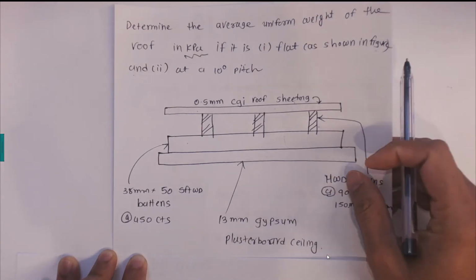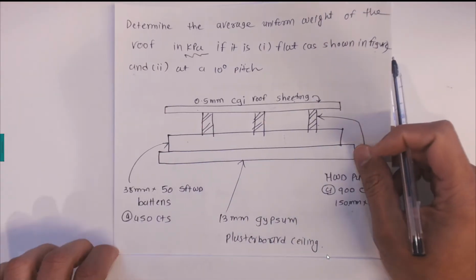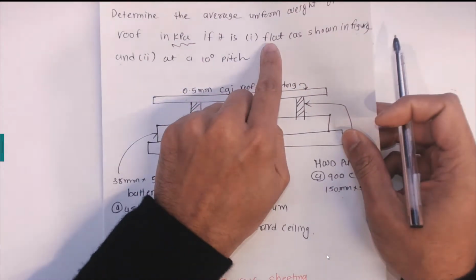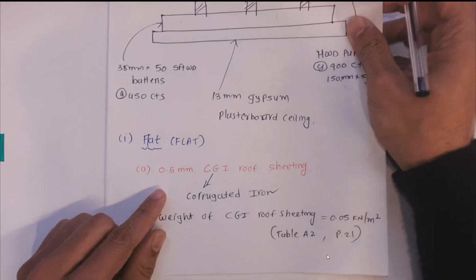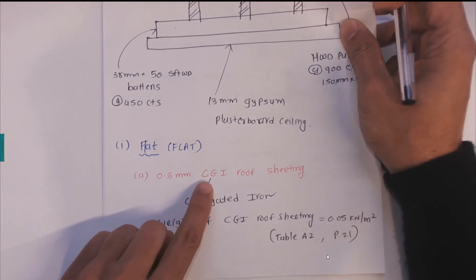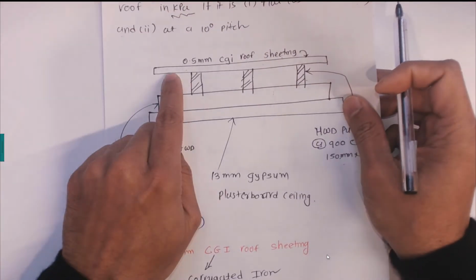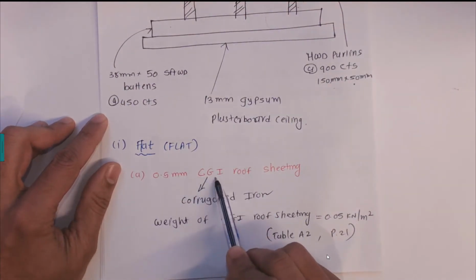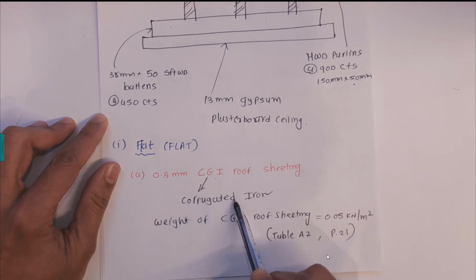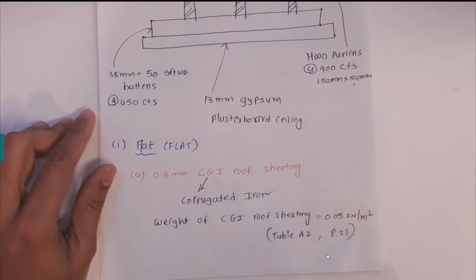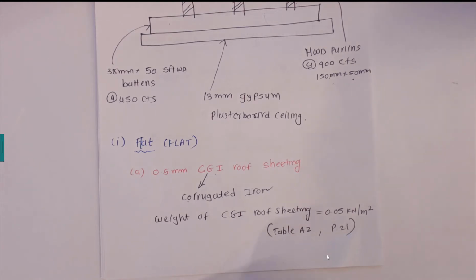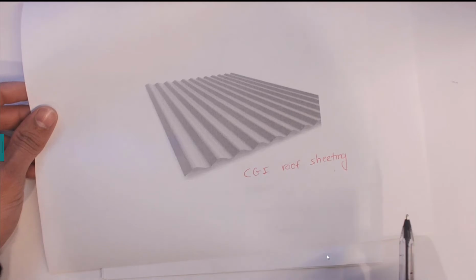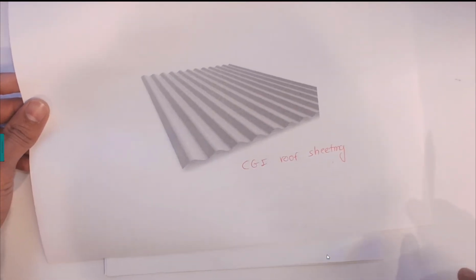Let's start with the first one, which is the CGI roof sheeting, and start with the flat condition. Our first layer is 0.5 millimeter CGI roof sheeting. Now I can show you the full form of CGI. CGI is corrugated galvanized iron and is used for roofs. If I take a picture of this corrugated roof sheeting, that is what CGI roof sheeting typically looks like.